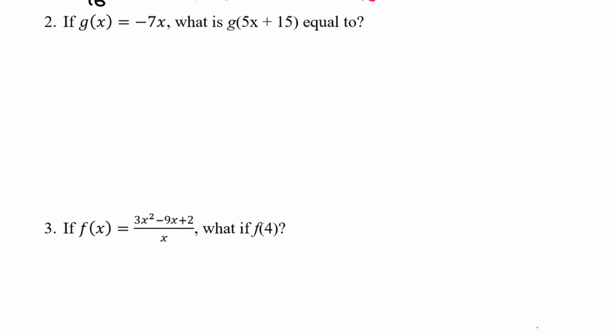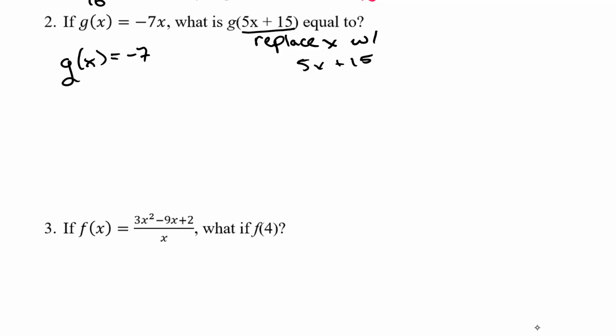Next up, we've got a composition. So we're looking at when our input changes from x to 5x plus 15. So we're going to be replacing x with this 5x plus 15. So in my equation, I've got g of x equals negative 7, and instead of x, I'm going to replace that with 5x plus 15.